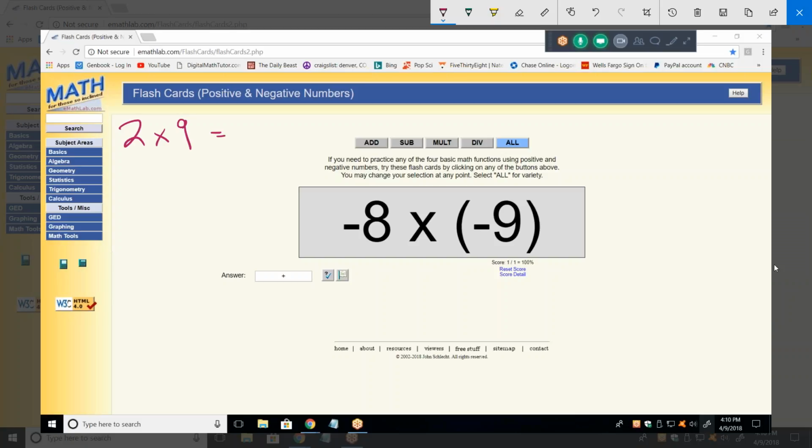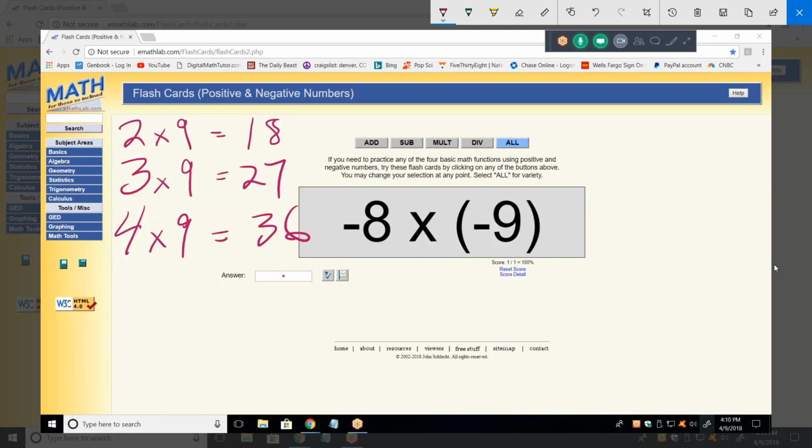Whenever you multiply a number by 9, you get an answer where all the digits add up to 9. Notice? By noticing, I mean 1 plus 8 is 9, 2 plus 7 is 9, 3 plus 6 is 9. And the first digit is 1 less than what you're multiplying the 9 by.